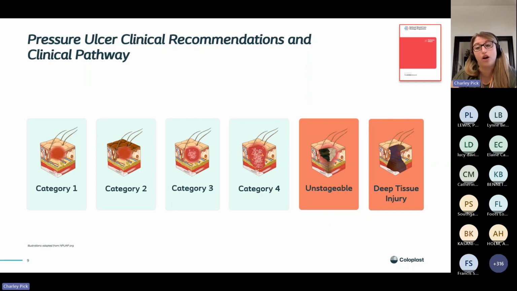So this is just highlighting the two pictures that are in orange. The unstageable and the deep tissue injury are the two categories that have now been removed, and your unstageable will sit in your category 3 area if you are following the new guidance from the National Wound Care Strategy Programme.